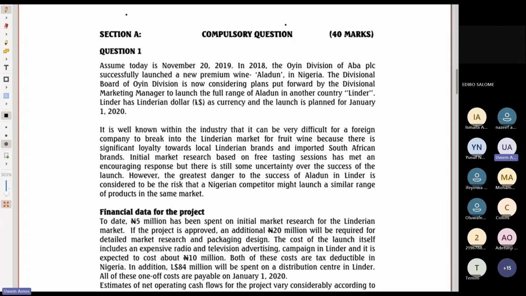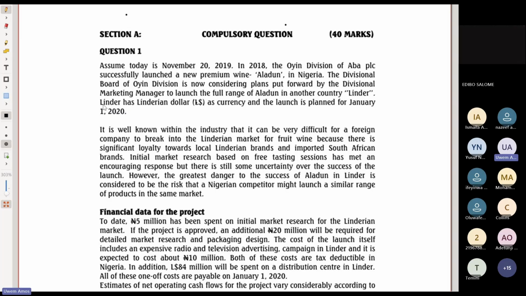So what are the years involved? Today is 2019. We have not started. We plan to launch on January 1st, 2020. So our 4 years would be 2020, 2021, 2022, and 2023.